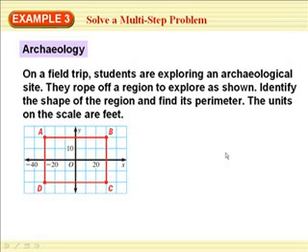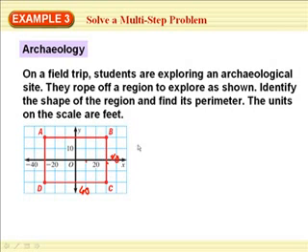On a field trip, students are exploring an archaeological site. They rope off a region to explore as shown. Identify the shape of the region and find its perimeter. The units on the scale are in feet. So notice this time they went 0 to 20, so that's telling me they're numbering by tens. So 10, 20, 30. So these are 10, so 10, 20, this is going to be 60 feet across, 10, 20, 30, and 40 feet high, right?